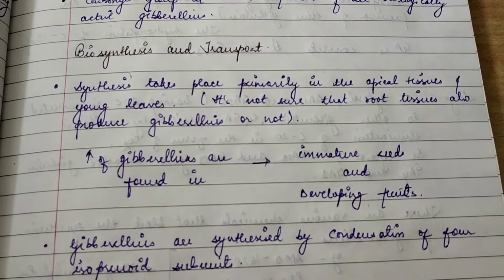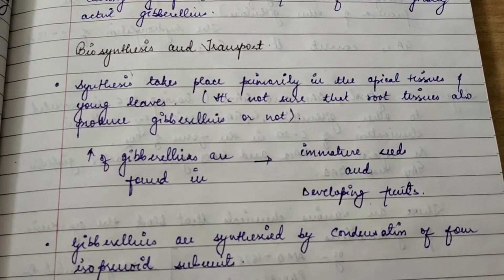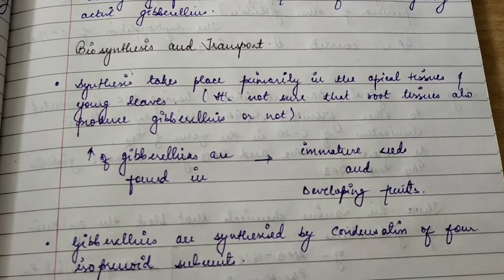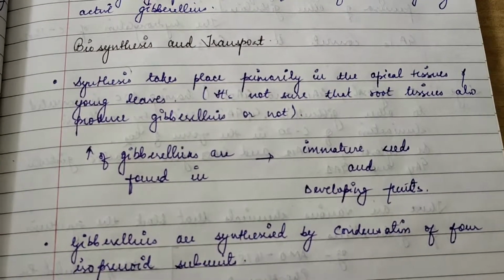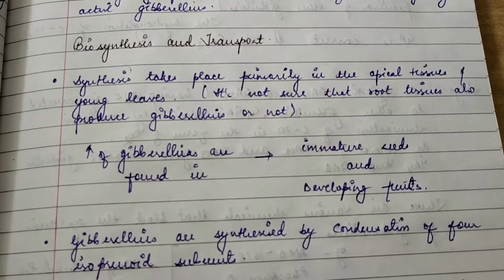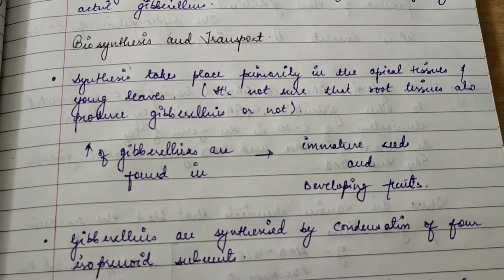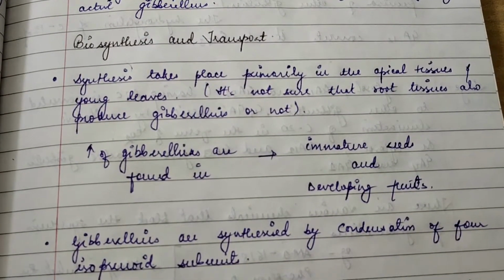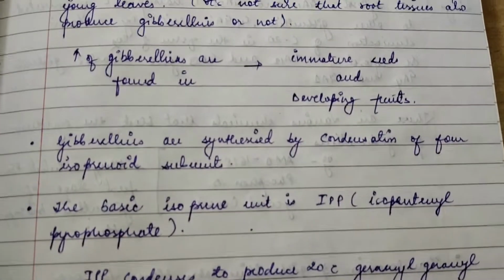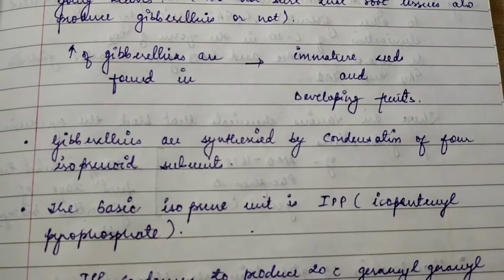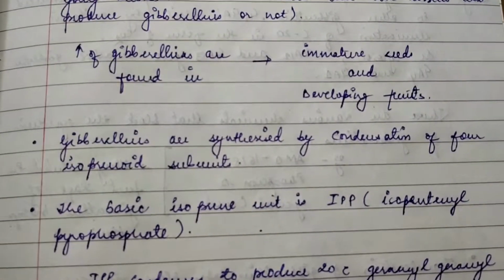It's not sure whether the root tissues also produce gibberellins or not. As of now it's not sure, but various researches are going on. So till then you have only 2 options to write in the exam. If the question comes that where the synthesis is taking place, you can write either in the apical tissues or in the young leaves. Now, a large number of gibberellins are found in immature seeds and developing fruits.